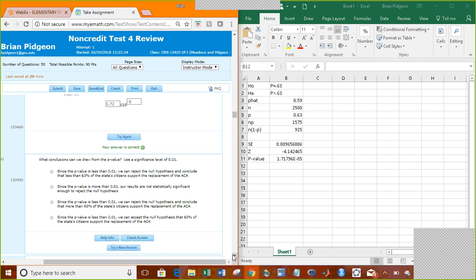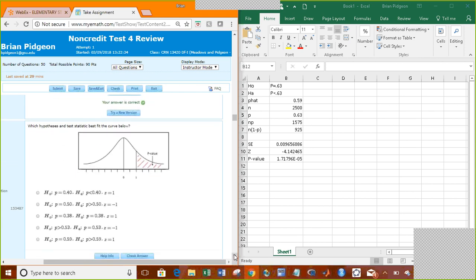But what conclusions can we make here? Well, the p-value is still very low, so we reject the null hypothesis. Since the p-value is less than 0.01, we can reject the null hypothesis to conclude that less than 63%. Remember, any of these statements that involve accepting the null hypothesis, ignore those.